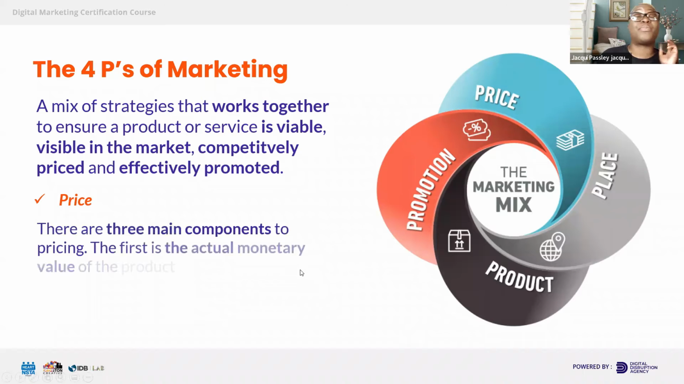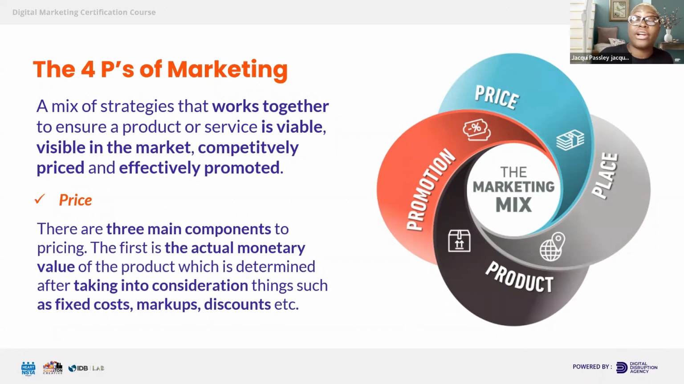The next one, guys, is price. And as I was saying earlier, there are three main components to pricing. The first is the actual monetary value of the product, right? Which is determined after you take into consideration things such as your fixed costs, your markups, your discount, the cost of the ingredients to make the thing, etc. So that's the first component, right?